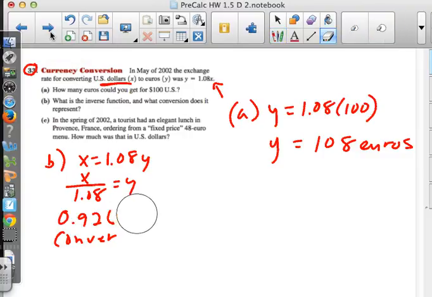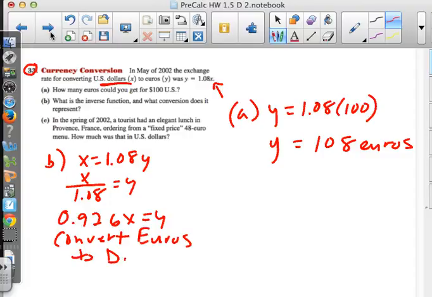Got the little x in that spot right there. Hang on one second. 0.926x equals y. Convert euros to dollars.